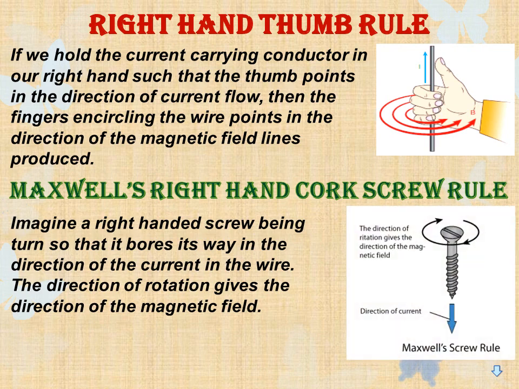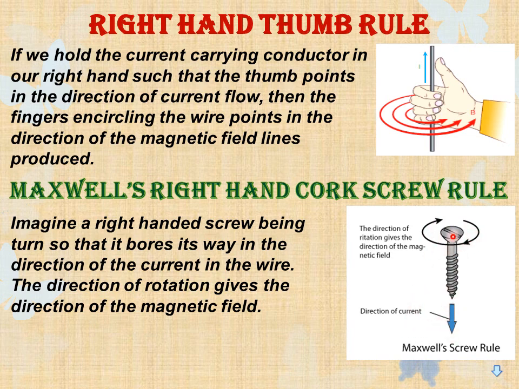Imagine a right-handed screw being turned so that it bores its way in the direction of the current in the wire. The direction of rotation gives the direction of the magnetic field. You can see in this picture, the direction of rotation gives the direction of the magnetic field. This shows the direction of the magnetic field, and this is the direction of the current.